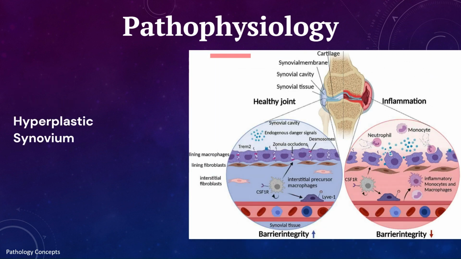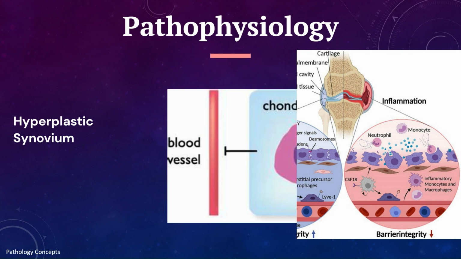The second mechanism is hyperplastic synovium. In rheumatoid arthritis, the dysfunction of FLS leads to hyperplastic synovium.